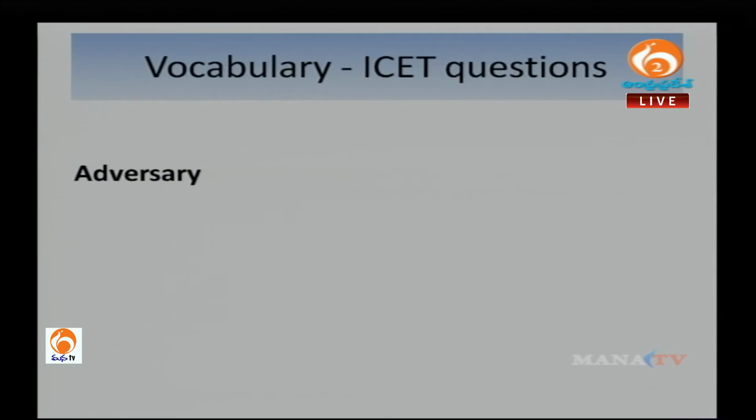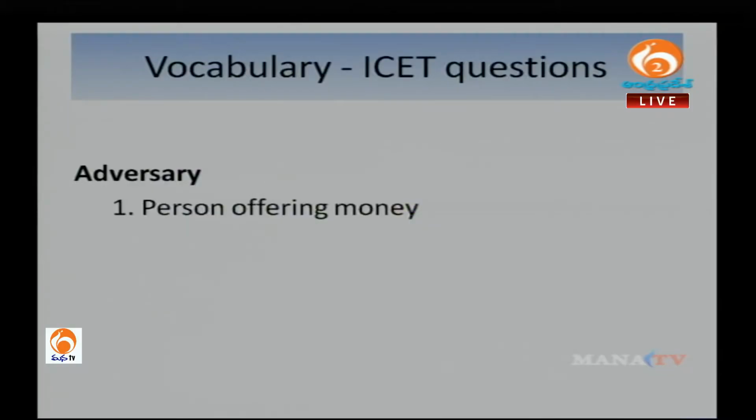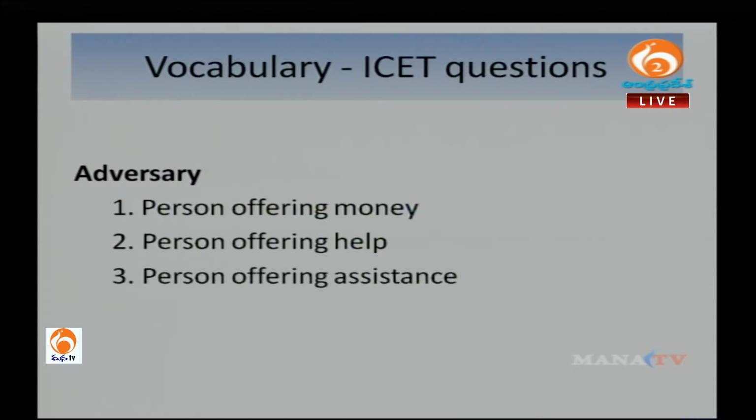Adversary. Okay, adversary. Let's see what are the meanings of this word. Okay, person offering money. Adversary could be someone who's offering money. Adversary could be person offering help. Okay, person offering assistance, person offering opposition. So I would consider this word to be of a normal level. This is not a word that is way too complex. It is a simpler word to understand, I would say, and I'll try to help you how to understand this word.